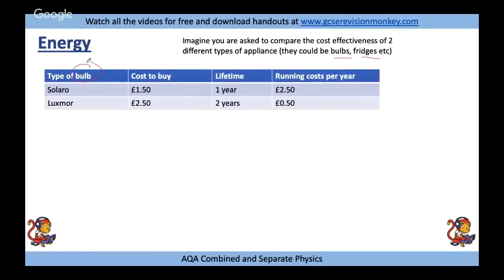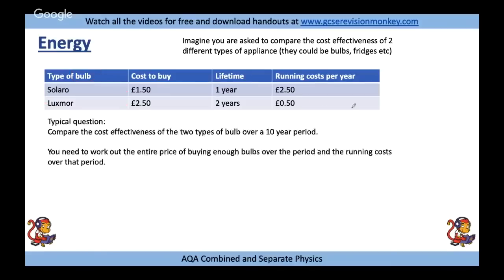We've got 2 types of bulb. Solaro and Luxmore. Here's their cost to buy. Here's how long they last, their lifetime. And this is their running costs per year. Okay, typical question then. Compare the cost effectiveness of the 2 types of bulb over a 10-year period.